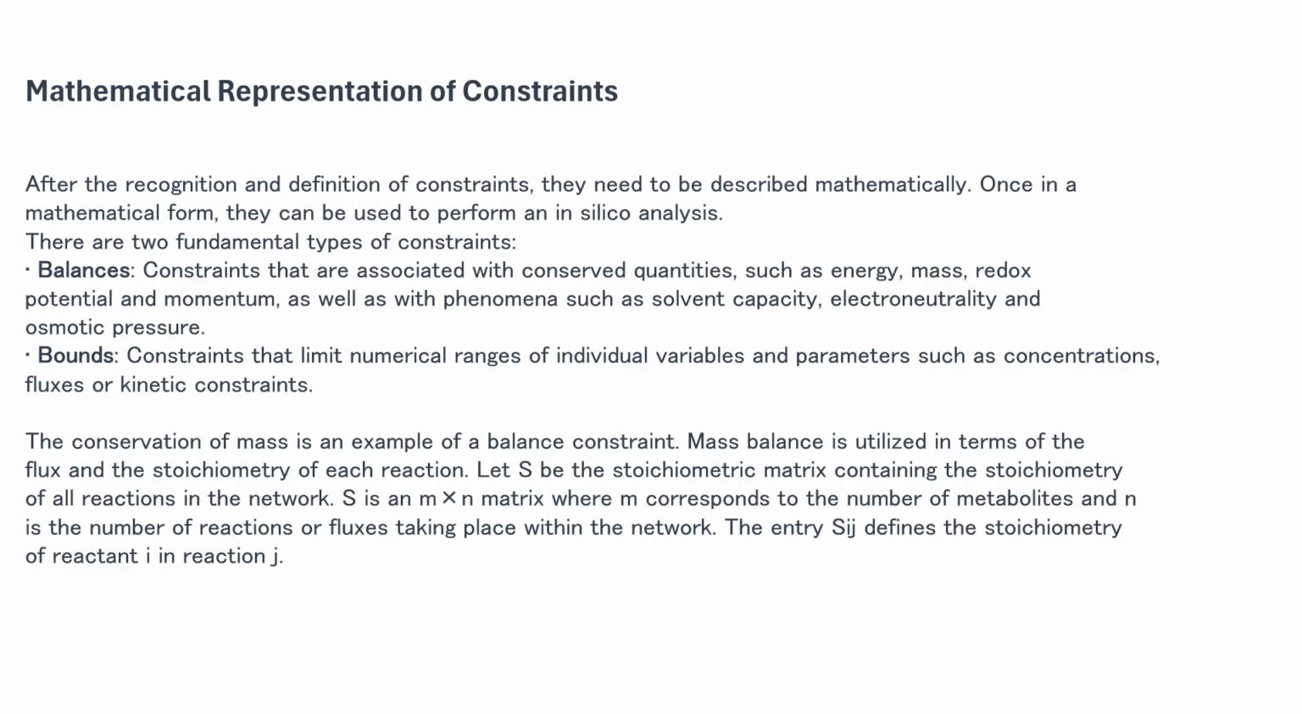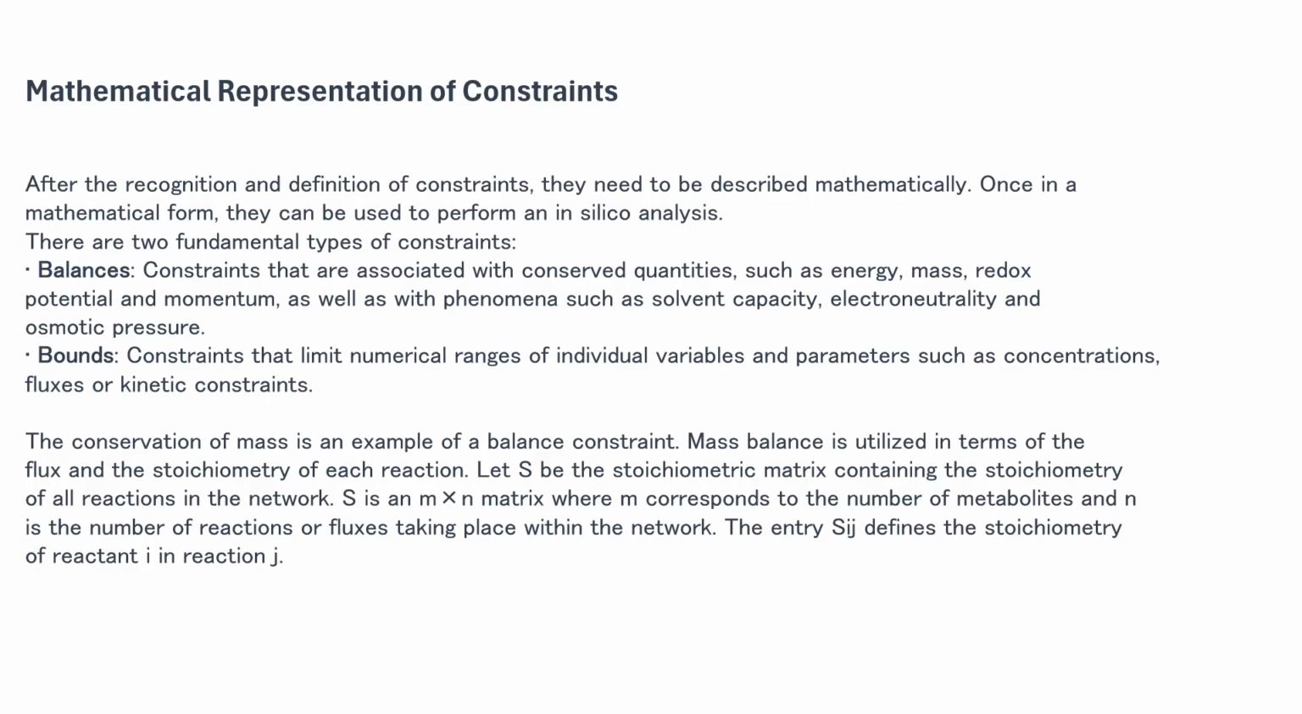So as I said, the conservation of mass is an example of a balance constraint. Mass balance is utilized in terms of flux and stoichiometry of each reaction. The stoichiometric matrix is basically a matrix representing all the stoichiometry of all the reactions in the network. So it is an m by n matrix, where m is the number of metabolites, n is the number of reactions or fluxes, and the Sij-th element will be of reactant i in reaction j.